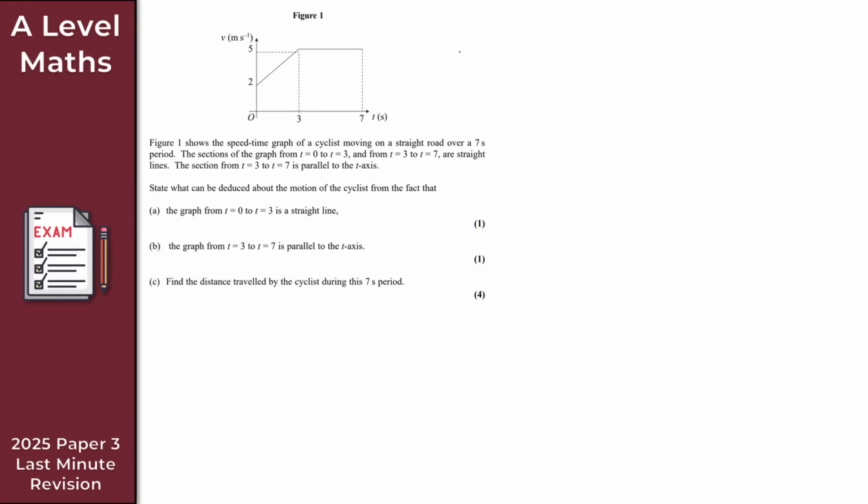Anyway, what have we got here? So for part A then, let's just read the question first, right? It's always a good starting point. So what I can see here then is figure 1. And figure 1 shows the speed time graph of a cyclist moving on a straight road over a 7-second period. The sections of the graph from t equals 0 to t equals 3 and from t equals 3 to t equals 7 are straight lines. The section from t equals 3 to t equals 7 is parallel to the t-axis here, as we can see right on figure 1. So for this question, it says state what can be deduced about the motion of the cyclist from the fact that, and as we can see, we've got 3 different parts to this question.